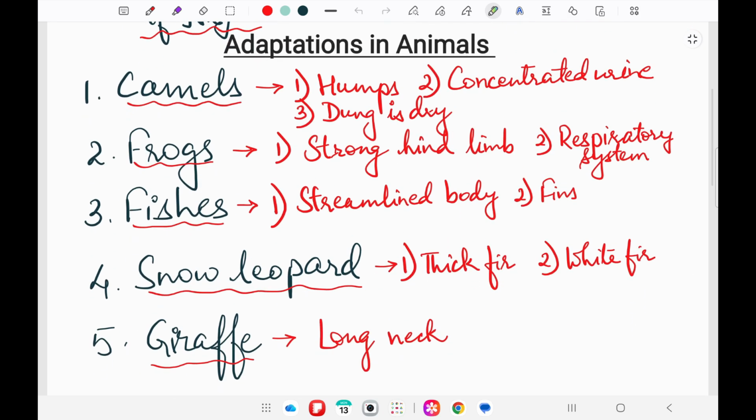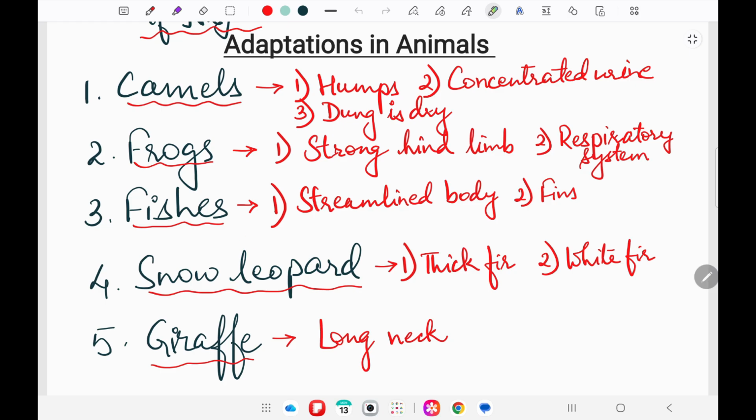We also talked about adaptation in different animals. First is the camels. About their hump we have already discussed that they store food and water for adverse conditions in their humps. The urine that they pass is concentrated and the dung is dry. The adaptation in frog: they have strong hind limbs so that they can jump easily, and they have a dual respiratory system where they can respire through their lungs when they are on land and through their moist skin when they are in water.